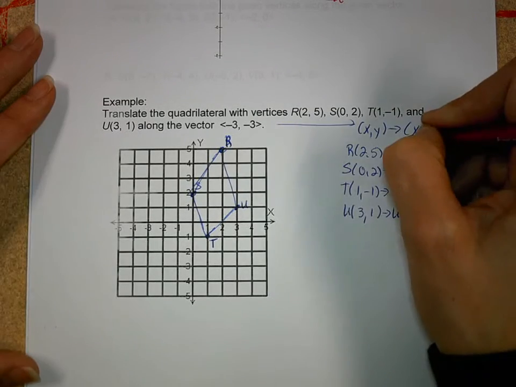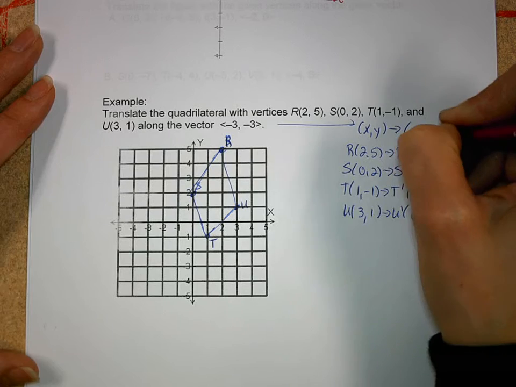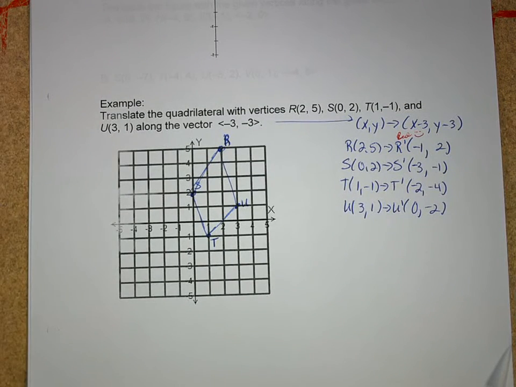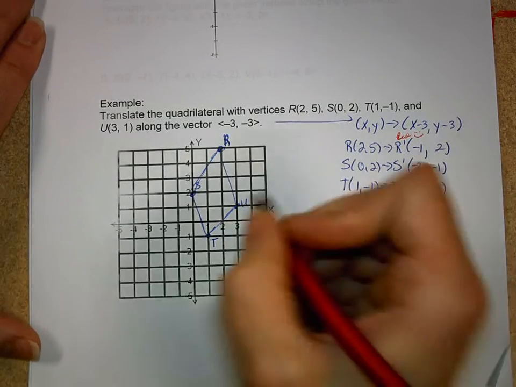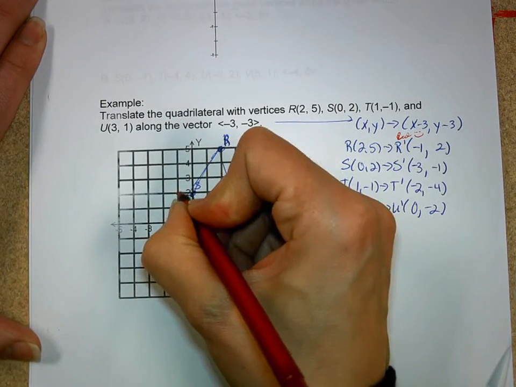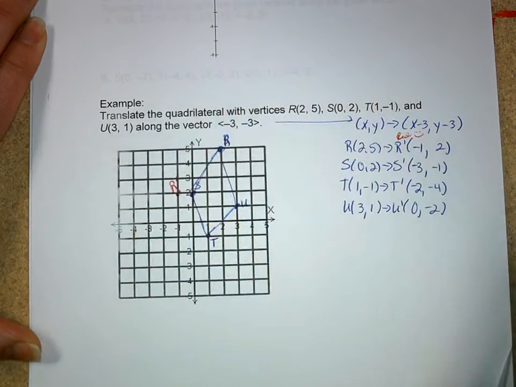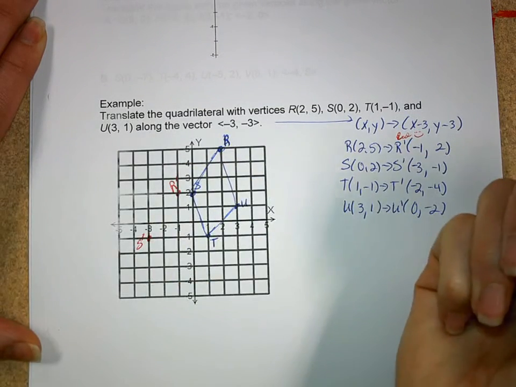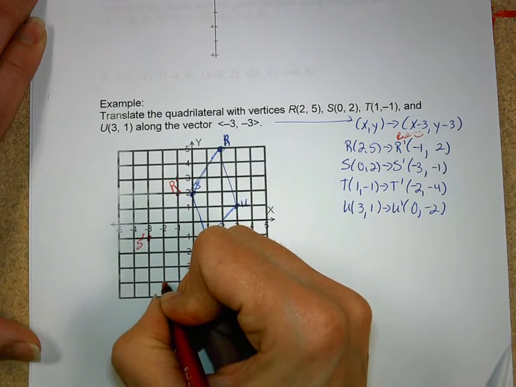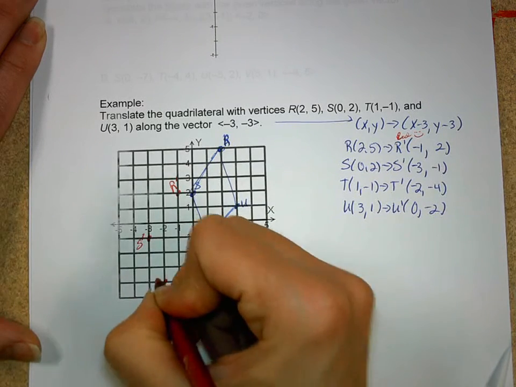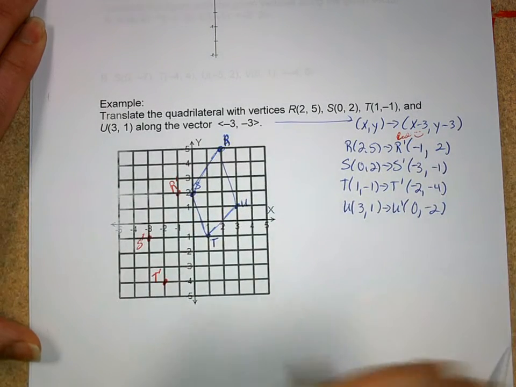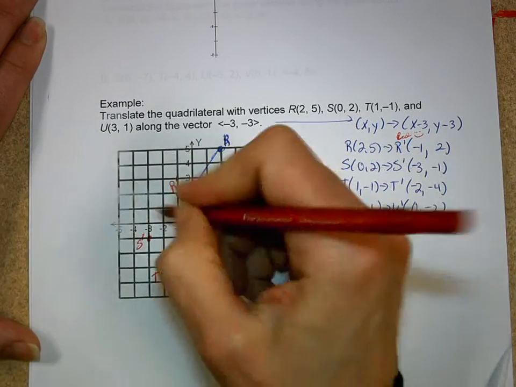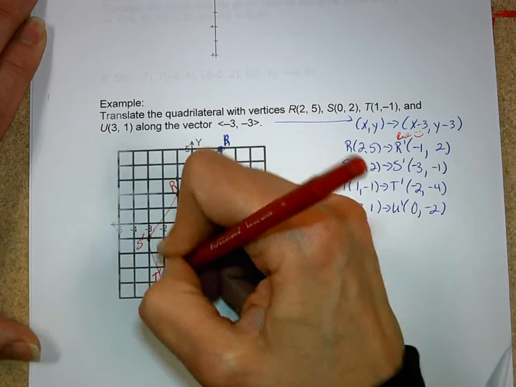So I'm going to go in red. Our red one, what do we got here? R prime is at -1, 2. And then S prime is at -3, -1. T prime is at -2, -4. And then U prime is going to be at 0, -2. So you can tell that it just shifted to the left 3 and then down 3.